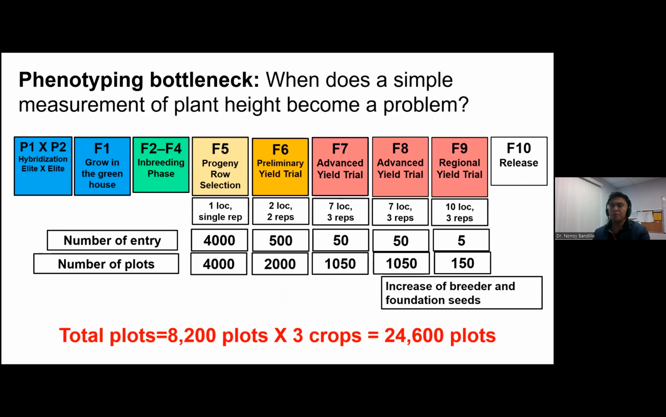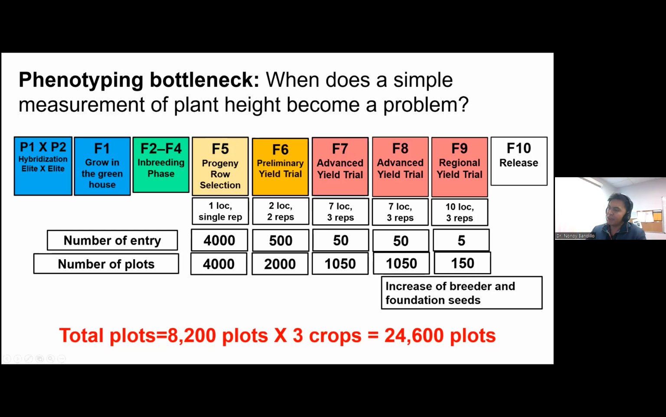All right, so how about the phenotyping bottleneck? When does a simple measurement of plant height become a problem? When you go in the field and you have 1,000 plants, it's very easy to measure plant height, right? You have a meter stick, put it against the ground, and measure. The problem is that every season we have this number of lines. When you sum them together, there are about 8,200 plots. That's one crop. We have 3 crops, so about 25,000 plots altogether. That's a major bottleneck when it comes to evaluation.